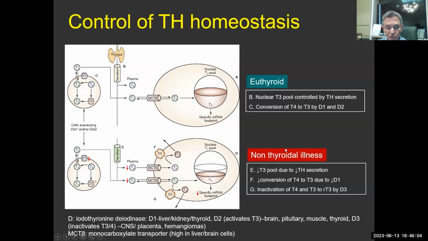And so in non-thyroidal illnesses, which is the commonest cause of abnormal thyroid functions in the hospital setting, you have decreased T3 due to decreased thyroid hormone secretion, and there's decreased conversion of T4 to T3 over here. So you have decreased T3 and inactivation of T4 and T3 to RT3.